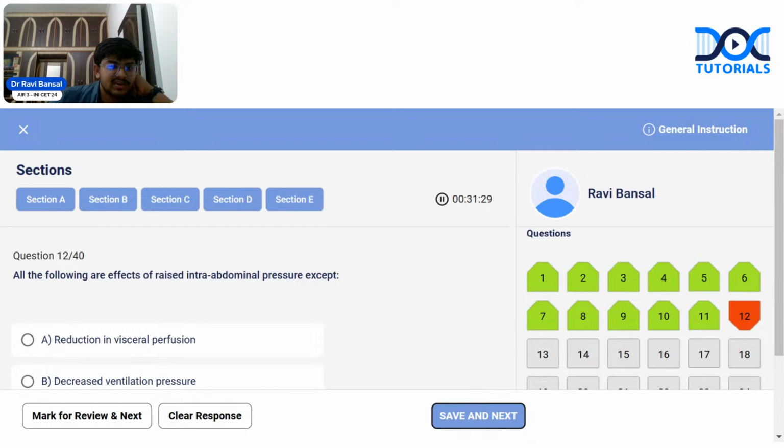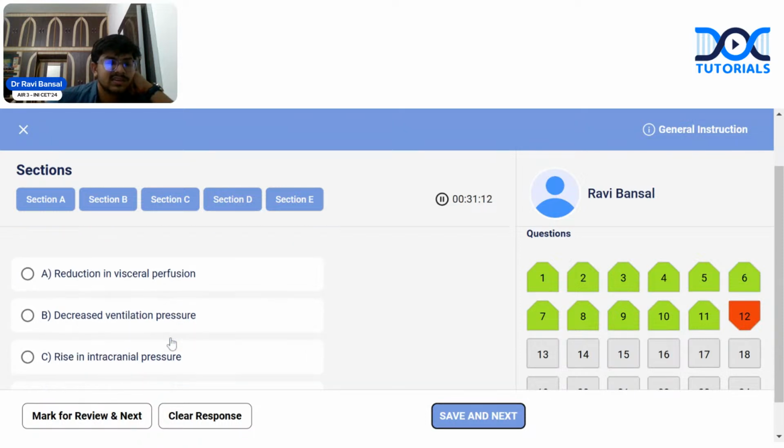All the following are effects of increased intra-abdominal pressure except. So this is the thing we read in intra-abdominal hypertension, and also when we read about the effects of laparoscopic insufflation, what happens in the body. So obviously there is a reduction in visceral perfusion, there is an increased pressure inside your abdominal cavity. Decreased ventilation pressure. This is wrong.